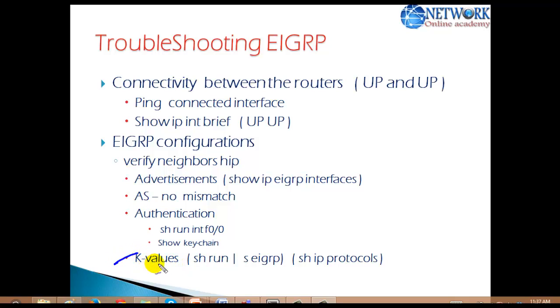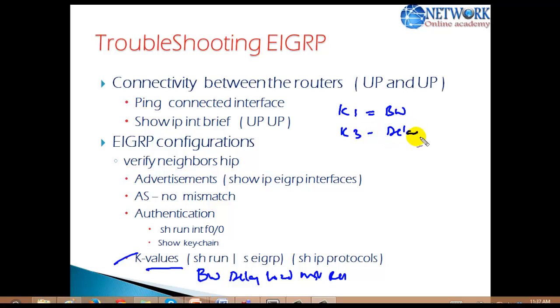And one more reason for neighborship not coming up is K values. K values are nothing but your bandwidth, delay, load, MTU and reliability values. Technically we call K1 bandwidth, K3 represents delay, and the remaining values K2, K4, K5 represent the other three: load, MTU and reliability. The default K1 is 1 and K3 is 1. In basic EIGRP we learned that by default EIGRP uses only bandwidth and delay in the metric calculation, where K1 is 1, K3 is 1 and the remaining values are all zeros.